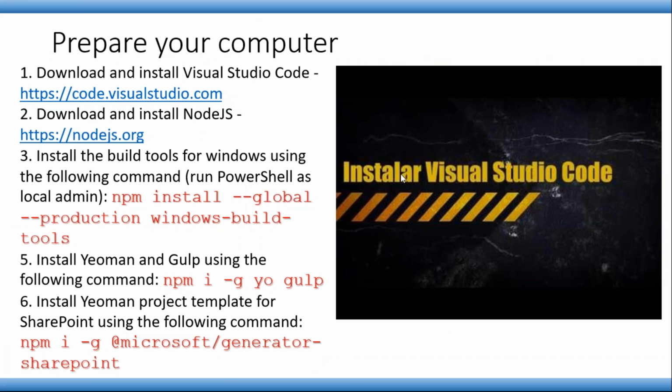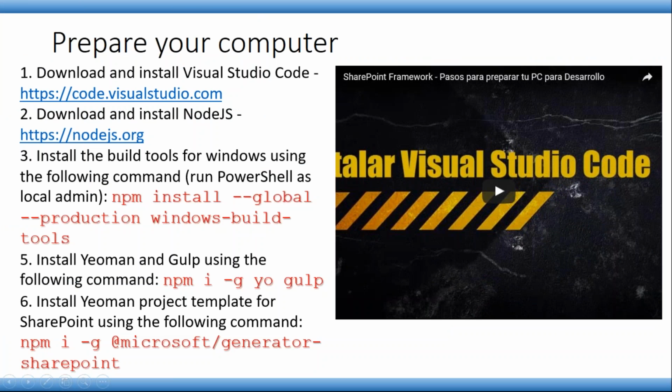So what you need is to download Visual Studio Code from code.visualstudio.com. It's a lightweight Visual Studio code editor. You can download it and install it on your local computer. It can be Windows 7, can be Windows 10, it doesn't matter. Then you can download and install Node.js.